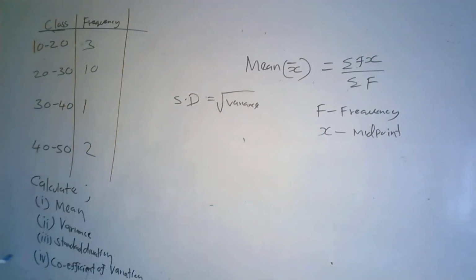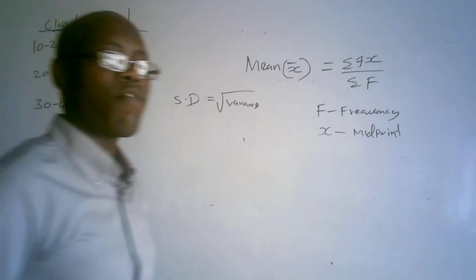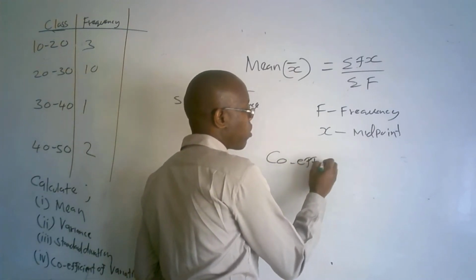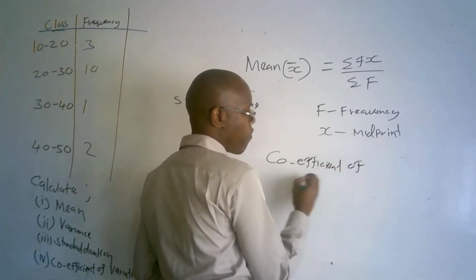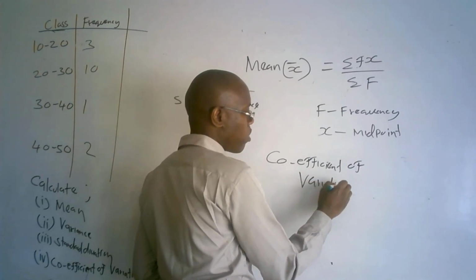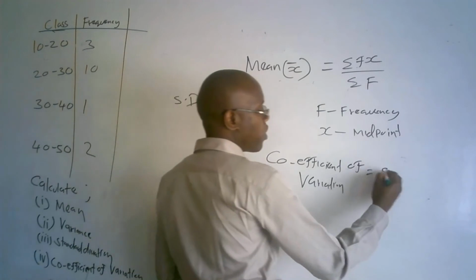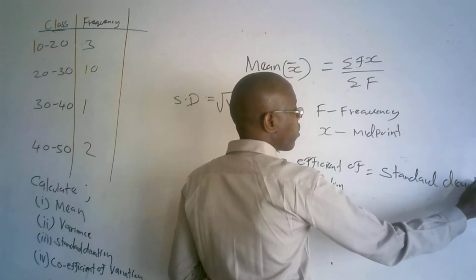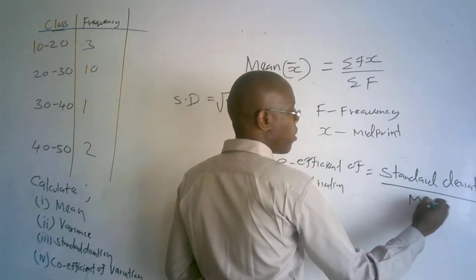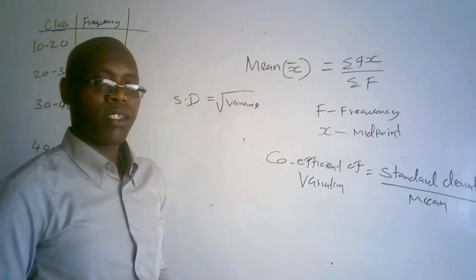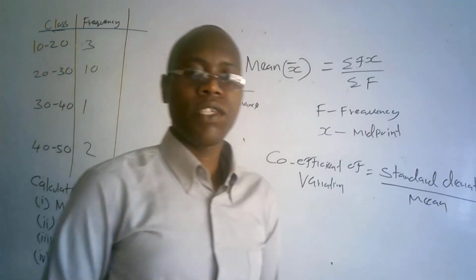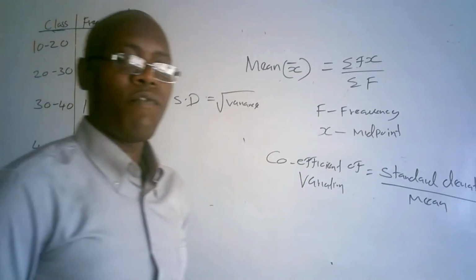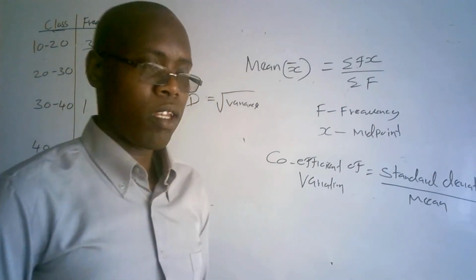Because this is what we have also been asked here. How can we get the coefficient of variation? For us to be able to get the coefficient of variation, it is always the standard deviation divided by the mean. So that's how we get the coefficient of variation. We are going to have our standard deviation, and then of course we divide by the mean, and that will be our coefficient of variation.